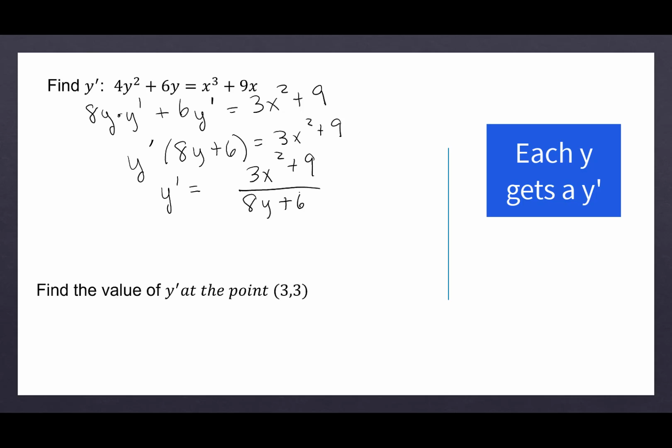Let's again find a value. We're going to put in the point (3, 3). I have y prime equals 3 times 3 squared plus 9 over 8 times 3 plus 6. You can put that in your calculator, you get 36 over 30, then you could reduce that down to 6 over 5. This says when the value of x goes up from 3 to 4, we expect the value of y to go up by 6 over 5.